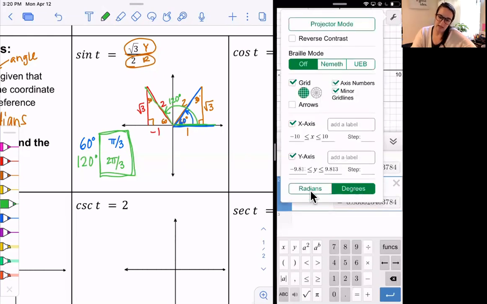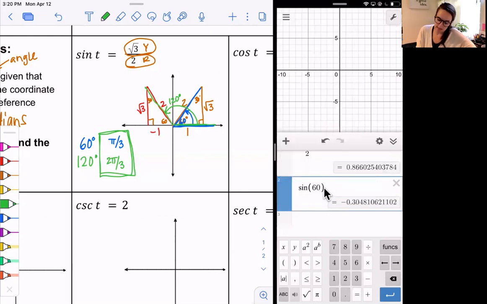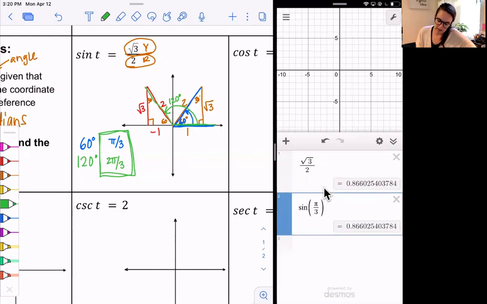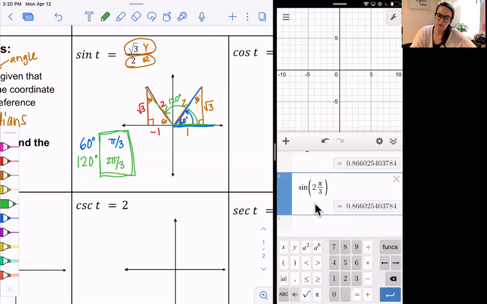If I put my calculator in radians, then that's not the same anymore because I don't want 60. I'm going to do pi over 3, and I see that same number there. If I put in 2 pi over 3, same number there. Technically, those are mathematically the same. So they get the same number, therefore sine of this angle that I found is equal to this ratio. Okay, I know it's complicated.